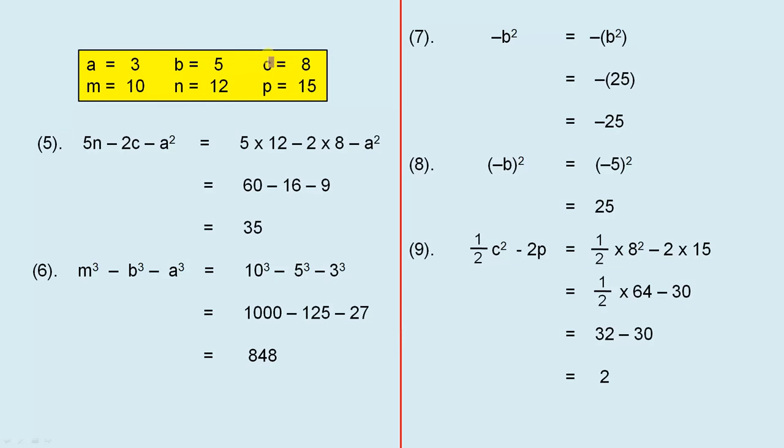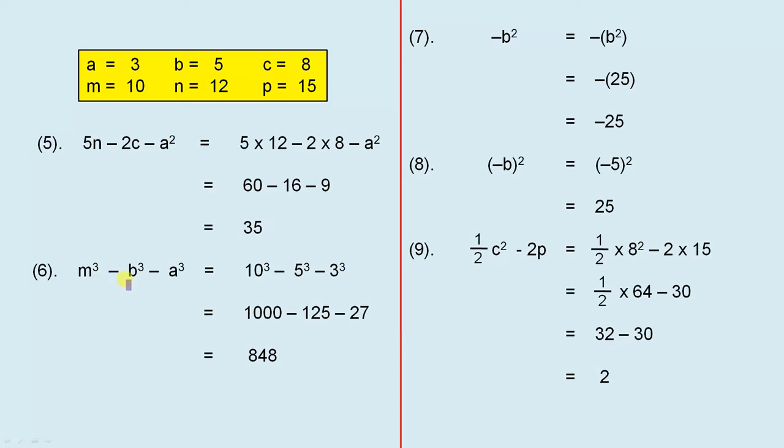I've just repeated the values here so we don't have to keep going back to the other slide, so we can see them easily. 5n minus 2c minus a squared, that's 5 times 12 minus 2 times 8 minus a squared. Sorry, a is 3. I didn't put the 3 in there, but that's fine because 3 squared is 9. So 5 12s are 60, 2 times 8 is 16, and 3 squared is 9. So 60 minus 16 minus 9 gives us 35.